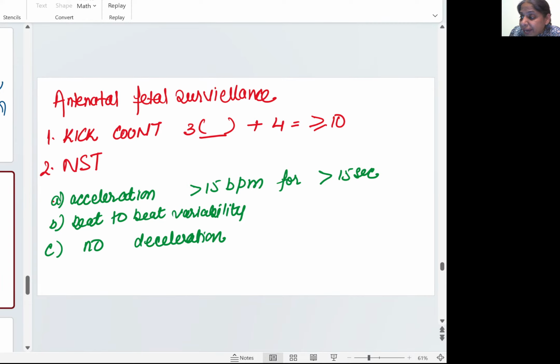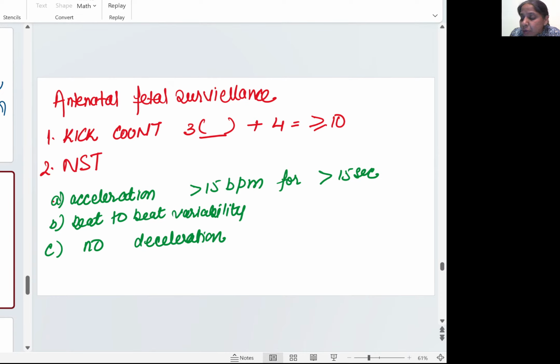Then we are coming to antenatal fetal surveillance. Taking care of the fetus while the fetus is inside the uterus. How do we see whether the fetus is healthy or not? We ask the mother to do kick count. How much is the normal kick count?